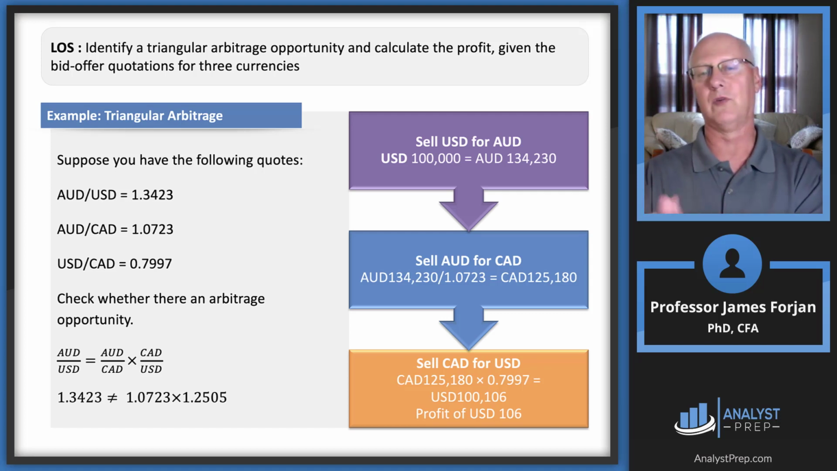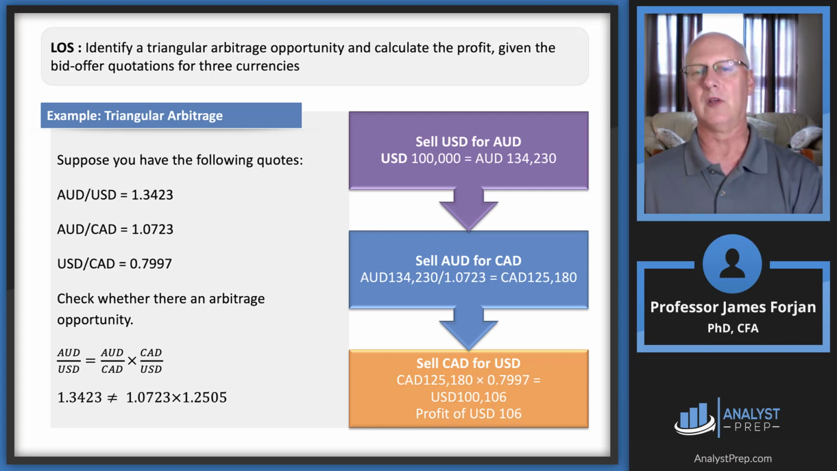So let's go over to the right-hand column. What we're going to do is sell US dollars for Australian dollars. And let's just start with a randomly selected 100,000 US dollars. So we end up with 134,230 Australian dollars. Convert that to 125,180 Canadian dollars. Convert that back to US dollars of 100,106. And so there's an arbitrage profit of 106.